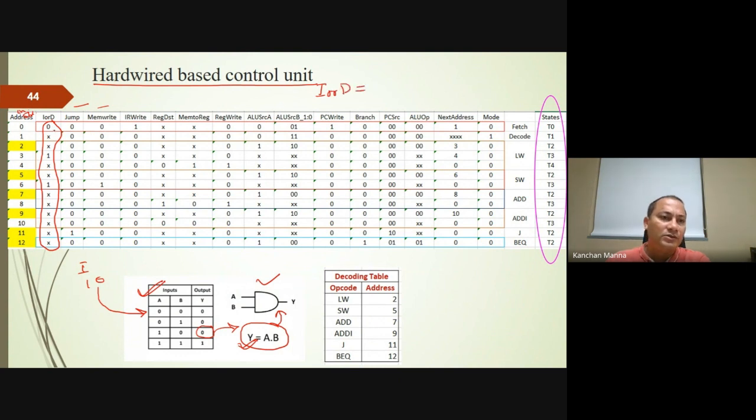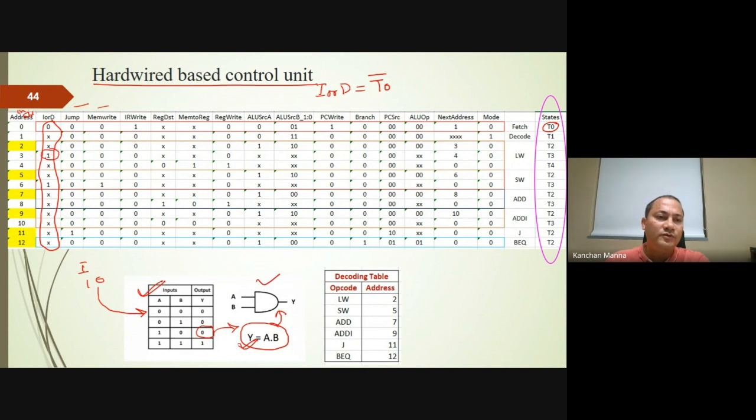So for I or D, you can see the value is 0, and as we mentioned earlier, this is nothing but a state. Let's say this is the T0 state, which we have written here. So when the controller is in the T0 state, this I or D is 0. So we can write that value as T0 complement. Now you see we have the value in this row.